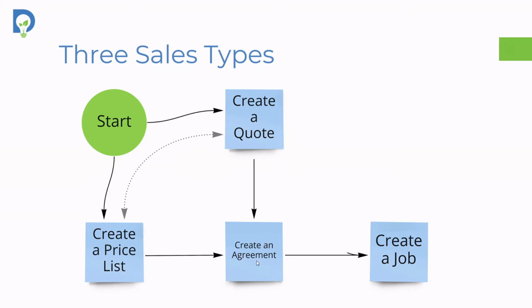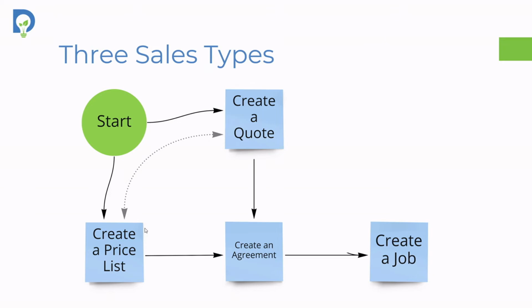If they are turned into an agreement, that quote can never be then turned into a job. It can only go from an agreement to a job. If you create a job straight from a quote, it can't be turned into an agreement. So the idea would be that you either choose create an agreement or create a job from a quote. Once you've done that, the other option is closed to you.